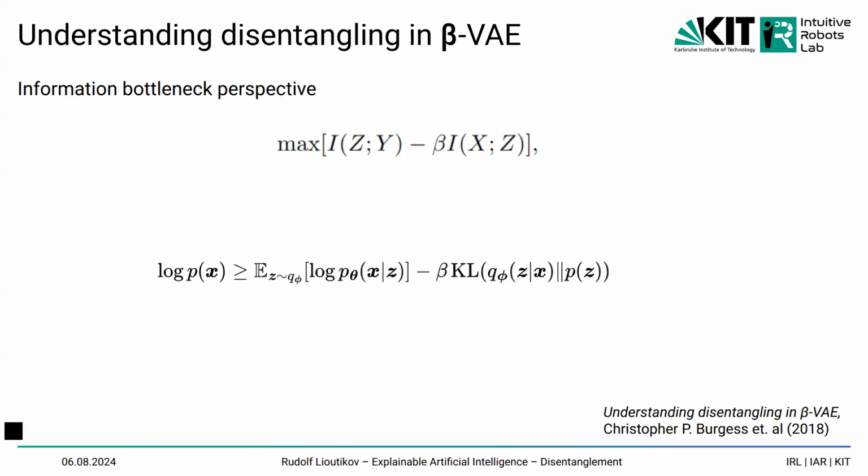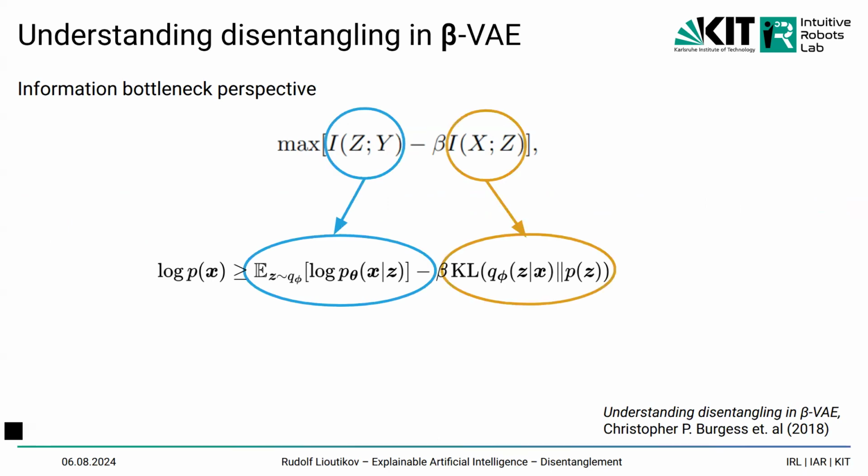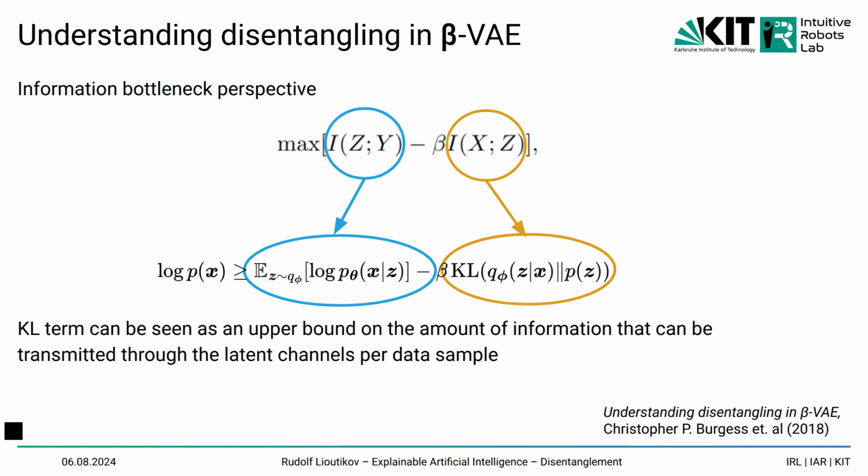And if we look at our weighted ELBO, we can see that this looks very similar. The reason why it looks so similar is that the KL term is actually an upper bound to the information that can be transmitted through the latent channels per data sample. This is why this evidence lower bound actually approximates the difference in mutual information. And this gives us the so-called information bottleneck perspective on this whole thing, right?